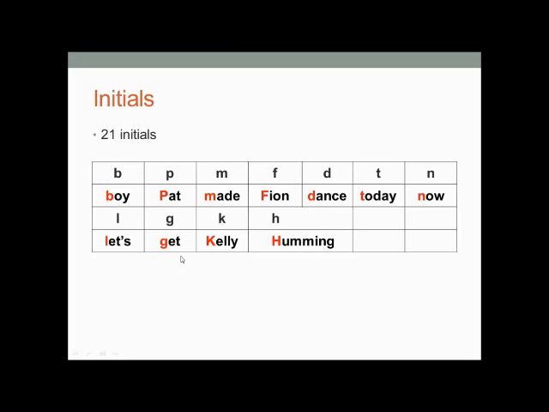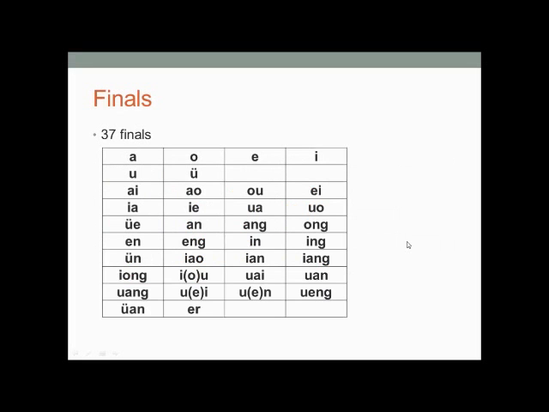So you see how you pronounce B in the English word boy is how you pronounce B in Chinese phonetic. In this sentence there are 11 words. And how you pronounce the first English alphabet in each of the English words is how you pronounce the 11 Chinese pinyin initials. So it's like, boy, Pat made Fionn dance today. Now let's get Kelly humming. B, P, M, F, D, T, N, L, G, K, H. See how it works?